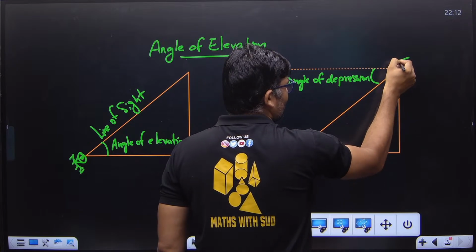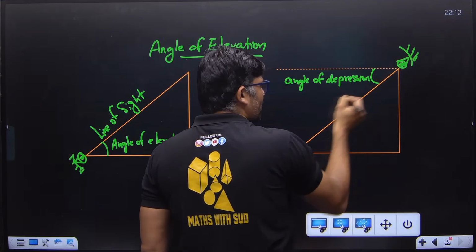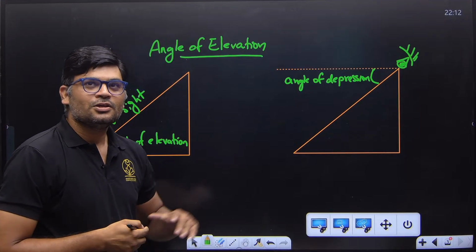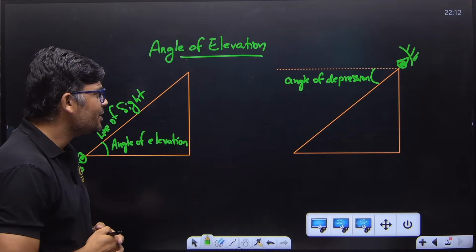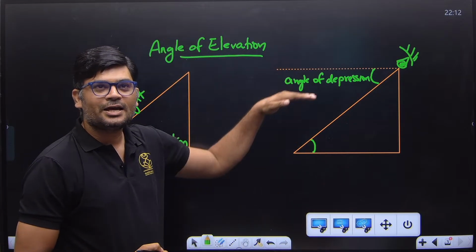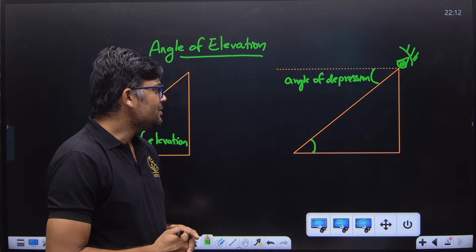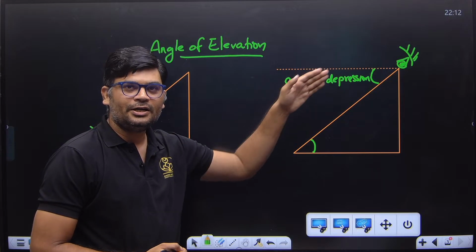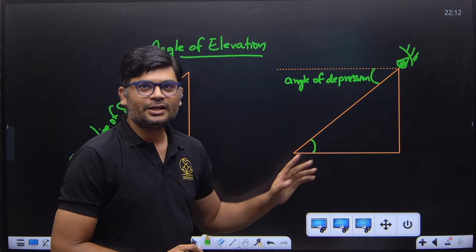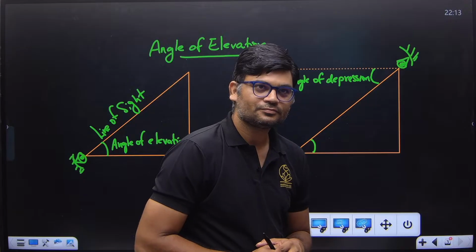Now your eyes are on this part and you are looking down. Okay? Are you getting it? Yeah, I'm just writing it down. Okay, so angle of depression is always equal to angle of elevation. Why? Because these two lines are parallel lines, and in parallel lines the alternate interior angles are always equal. So they form a pair of alternate interior angles, so they are equal as well. Understood? Okay.